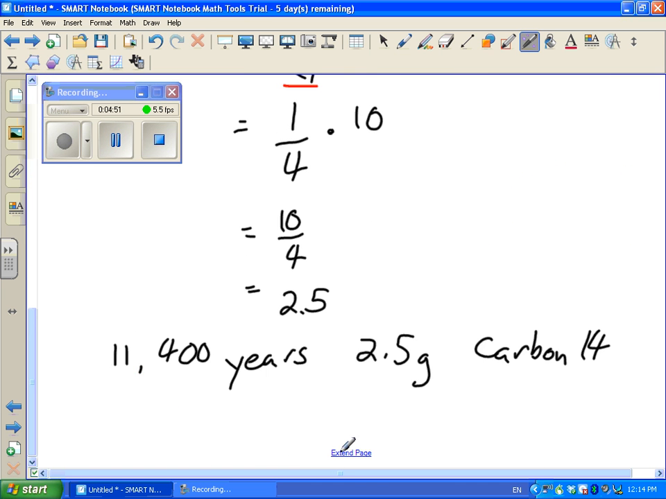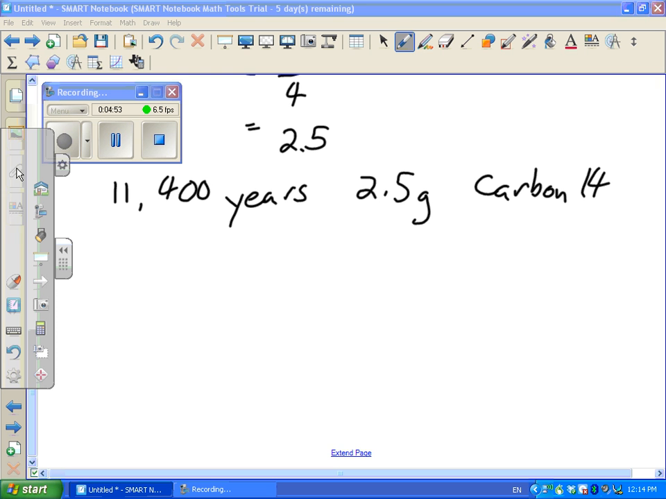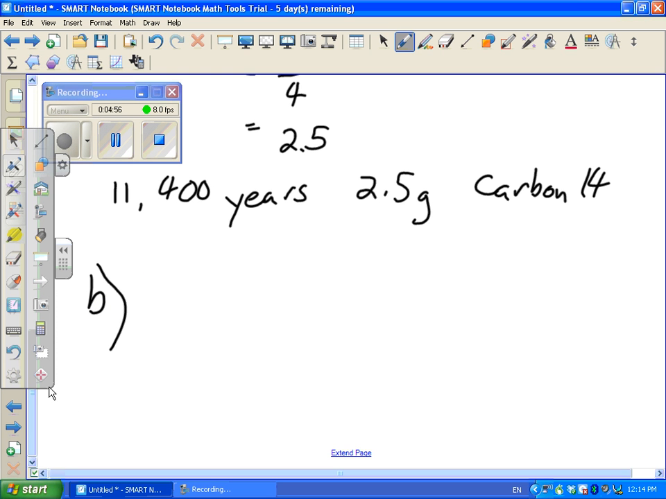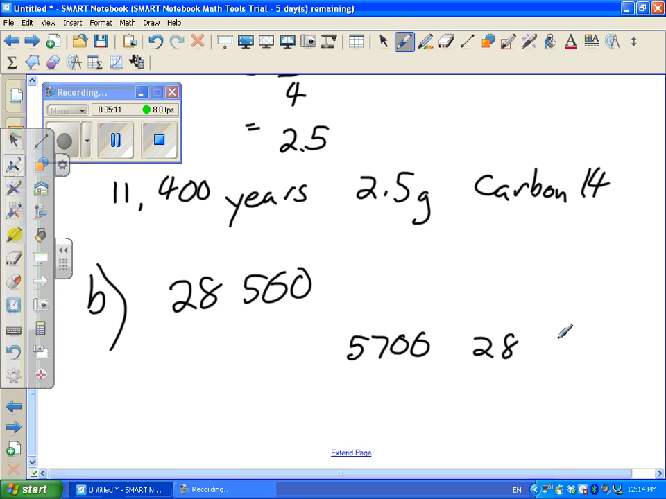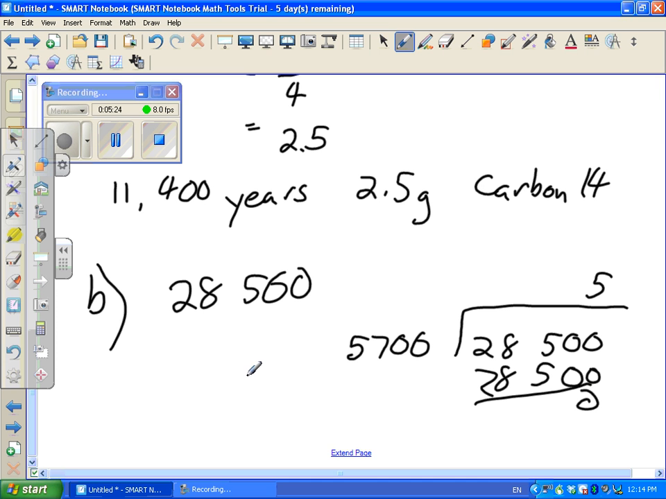Let's go to question B. Maybe it'll make a little more sense the second time around. Question B wants to know the exact same idea, just after 28,500 years. First thing we have to figure out is how many cycles this is going to go through. So I'm going to take 5,700 divided into this. It's going to go in 5 times. I actually did that in my head. So we know there are 5 cycles.